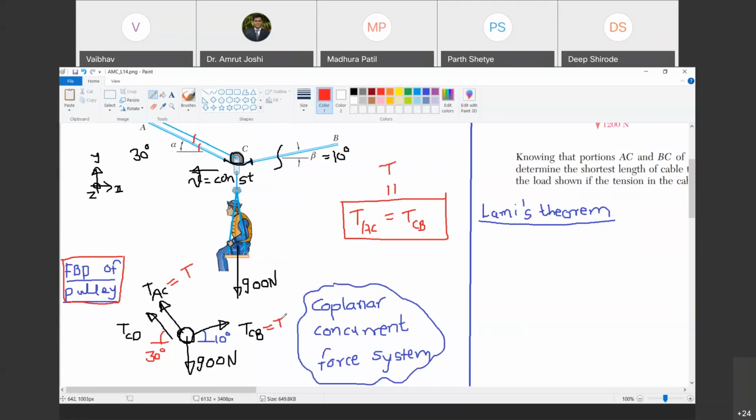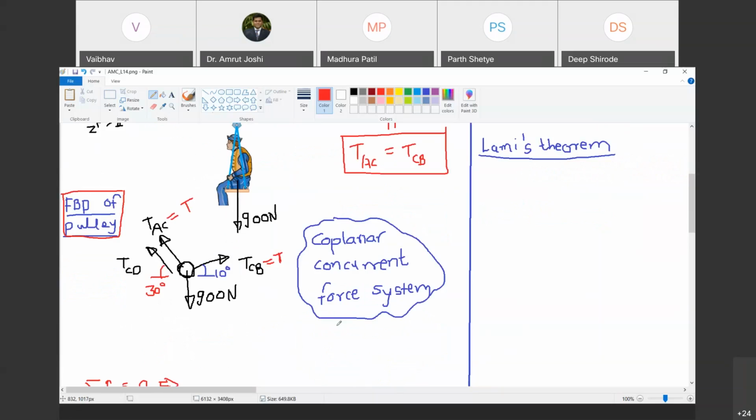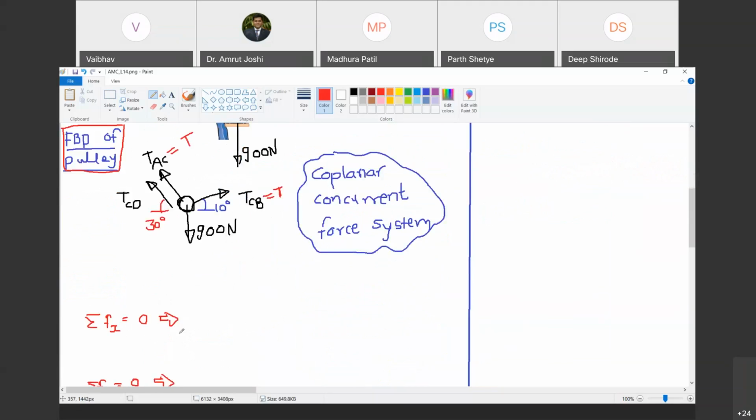So how many unknowns are there now? Only two unknowns. Can we solve for two unknowns by using two equations easily? So let us try and write down those equations. Now, Vaibhav, you are going to help me write down these equations. Let us first write summation Fx equal to 0. So what is the component of TCB in the horizontal direction? Tell me.